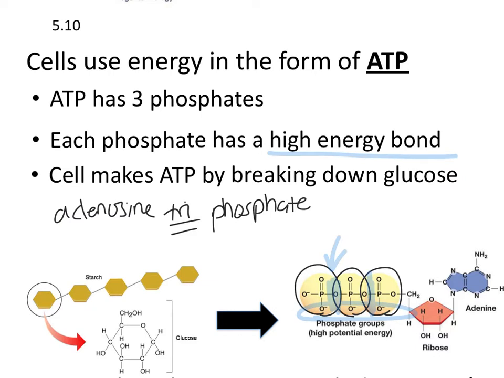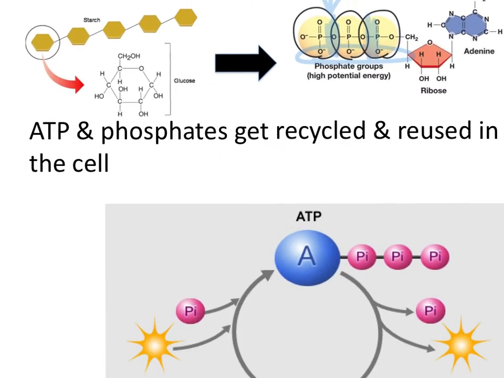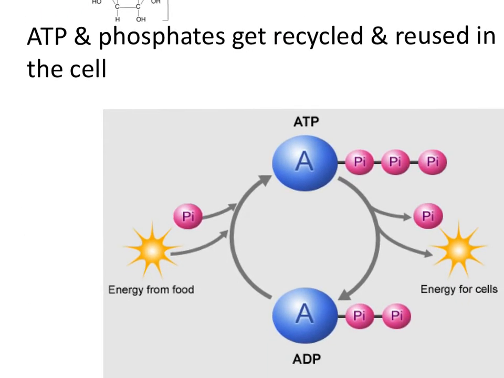The way that a cell makes ATP is by breaking down glucose. That is a very intricate process, which we will go into more next week. You'll be expected to know a lot of details about that. But the energy to jam those phosphates together comes from sugar, comes from glucose. ATP gets reused in the cell.